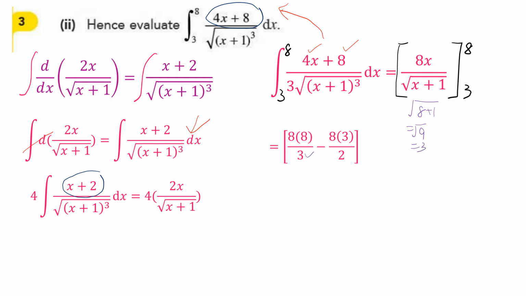And for the second time, when you substitute x to be 3, you get square root 3 plus 1. That gives you square root 4, and square root 4 is 2. So that explains this part here. And you just use a calculator to work this out to get 9 1/3.